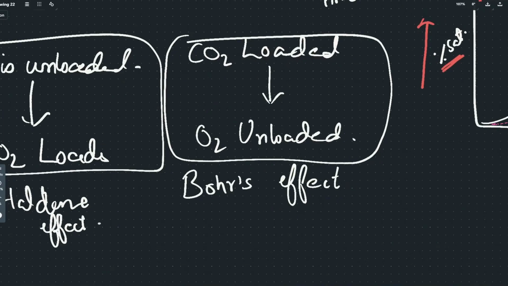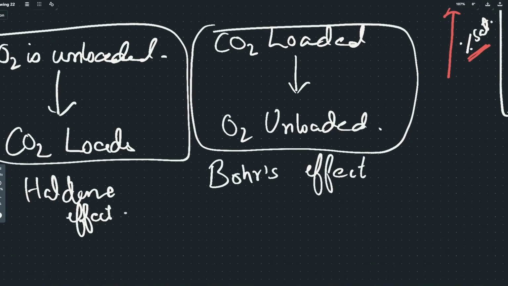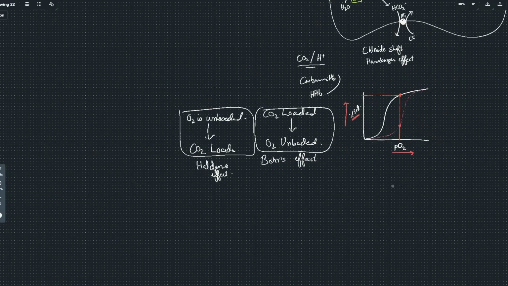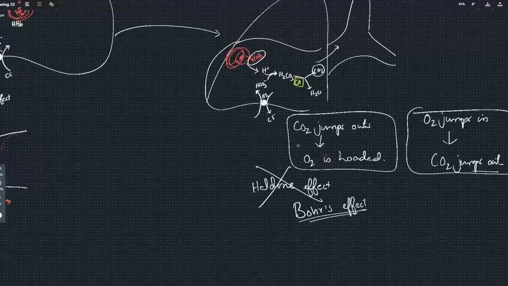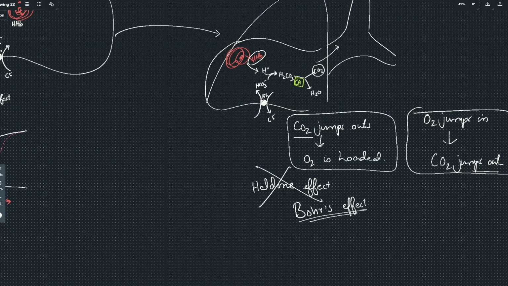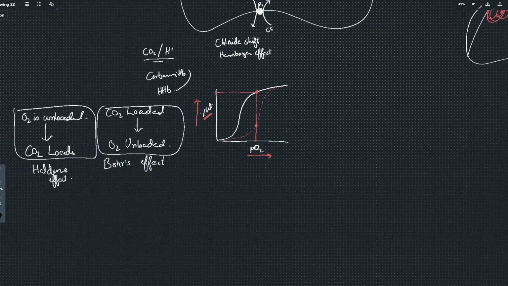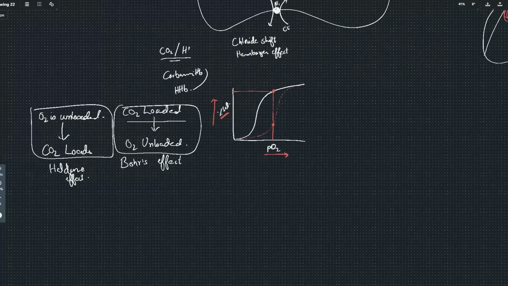So now I think you should not get confused, and to make it even easier for you, let me explain it in a different way. Now please understand that Bohr's effect is all about CO2 and what CO2 does. Haldane effect is all about O2 and what O2 does. So this is Bohr effect, CO2 loaded. It is Haldane effect, O2 loaded or unloaded. Right? I hope you get the concept. So it's all about the cause, not the effect.